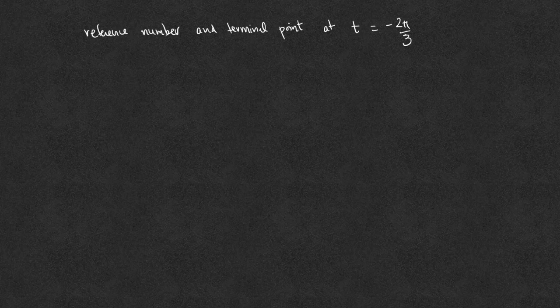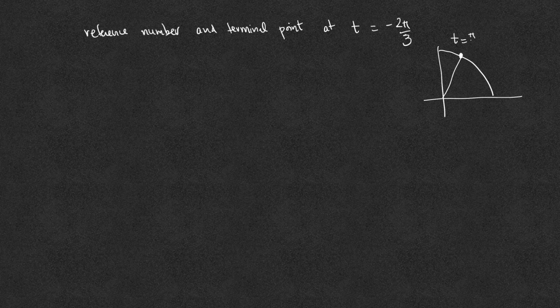Find the reference number for t equals negative 2 pi over 3 and the terminal point that is determined by negative 2 pi over 3. Since the denominator is 3, we know that it has something to do with the point in the first quadrant that has the same denominator, which is t equals pi over 3. This point in the first quadrant has the coordinates x equals 1/2 and y equals root 3 over 2.